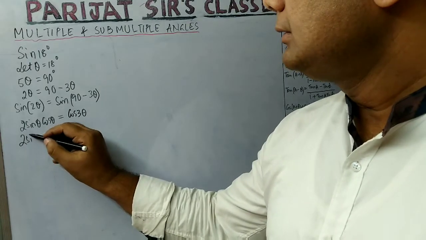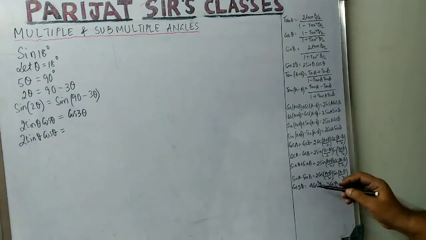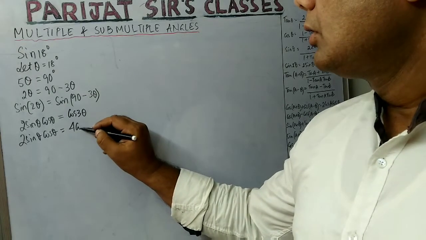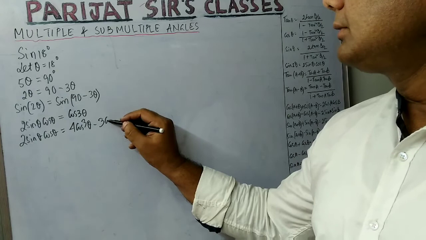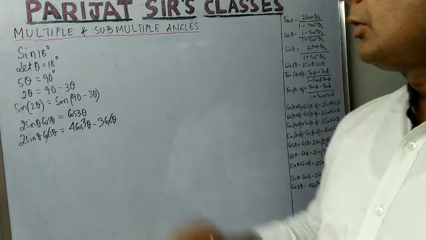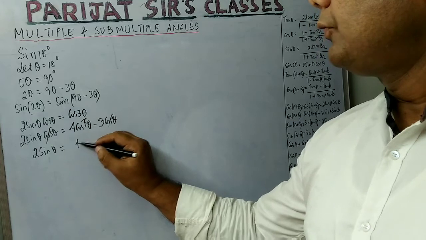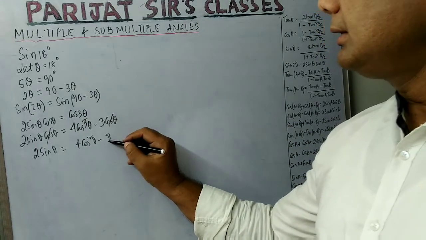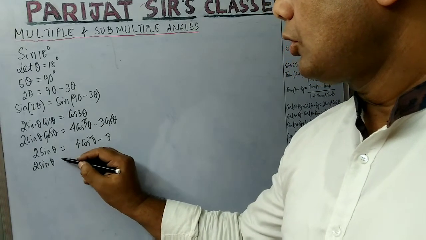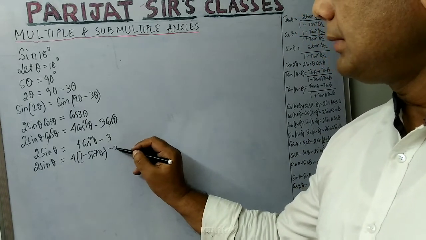So 2 sine theta cos theta, applying the formula of cos 3 theta, which is 4 cos cube theta minus 3 cos theta. So what I can do is that I can cancel out 1 cos theta from all the places and it will come out to be 2 sine theta is equal to 4 cos square theta minus 3. So let us convert the cos theta into the sine theta. So it's 4 times 1 minus sine square theta, minus 3.